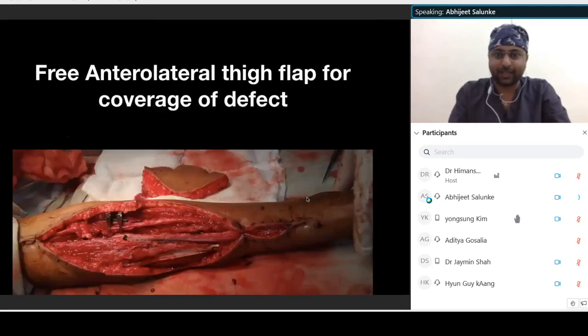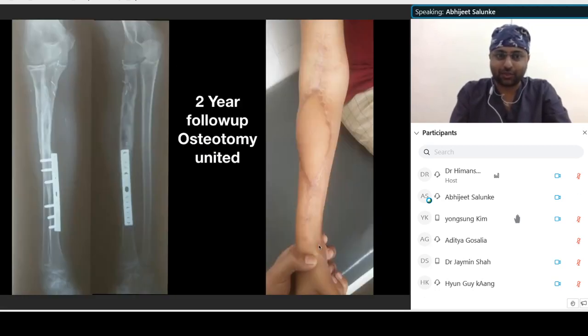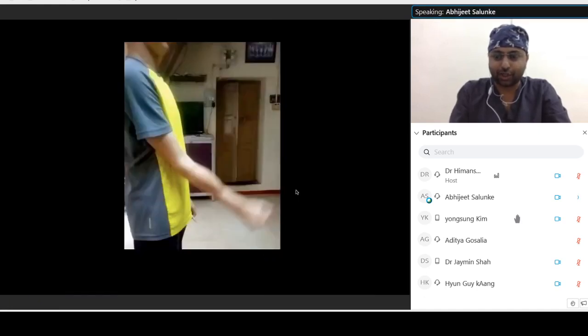So he did a free latissimus dorsi flap. So this is the vessel where he anastomosed it. And it united very well. So we can appreciate it's united very well. It's a 2 years follow-up, and this is the flap which healed very well. So we'd like to share his functional outcome.